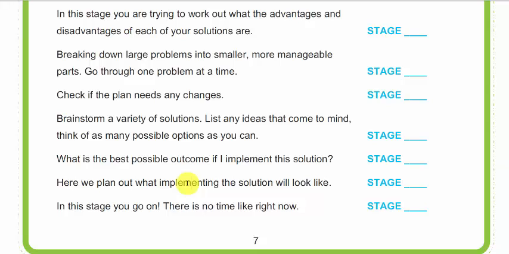Here we plan out what implementing the solution will look like.